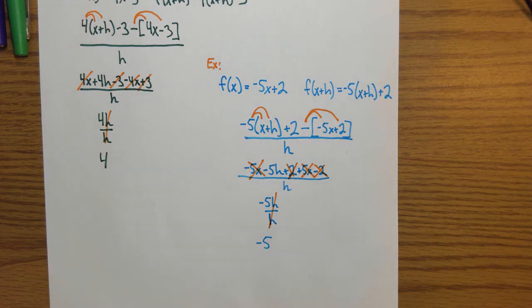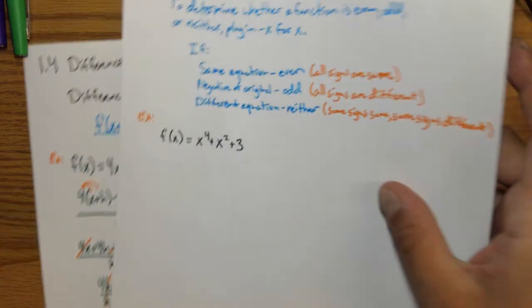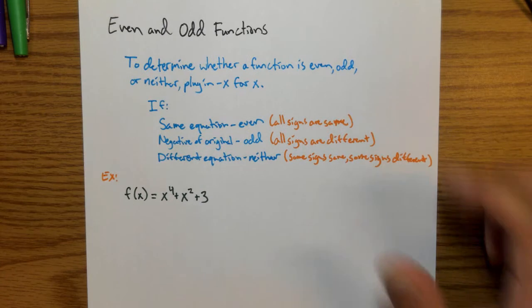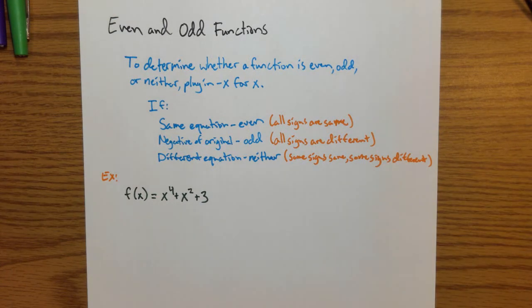So let's go over to our even and odd functions here. So even and odd functions, you may remember this from last year in Algebra 3-4. An even function is a function that has symmetry across the y-axis, and an odd function is a function that has symmetry across y equals x.